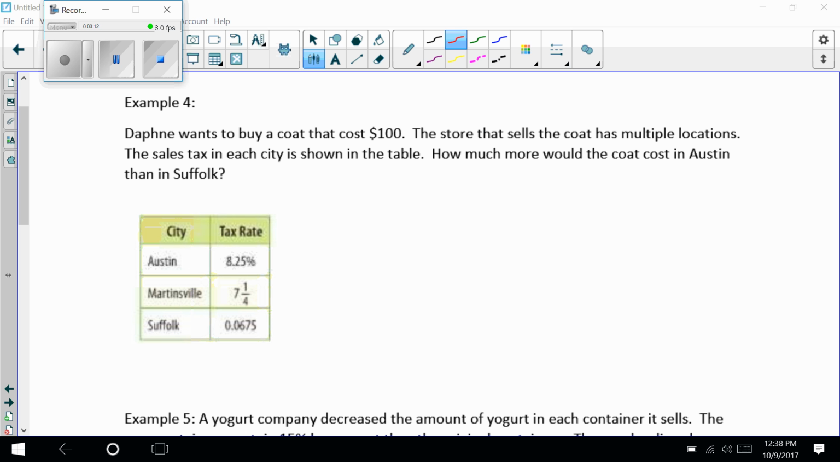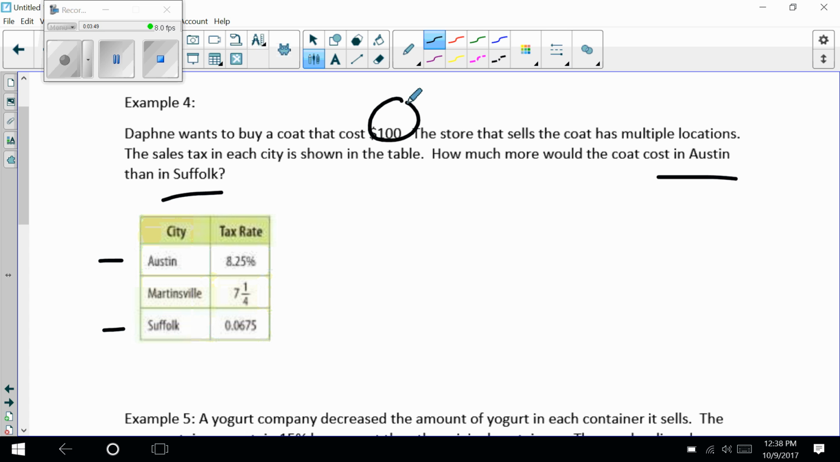Okay, number 4 says, Daphne wants to buy a coat that costs $100. The store that sells the coat has multiple locations. The sales tax in each city is shown in the table. How much more would the coat cost in Austin than Suffolk? Okay, so we're dealing with Austin and Suffolk. So you notice in our table we have our tax rates written in different forms. So the easiest thing to do is to get them all in the same form. In order to multiply a number, which in this case is going to be your cost, by a percentage, you must first turn that percentage into a decimal.